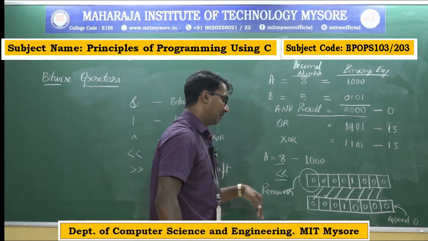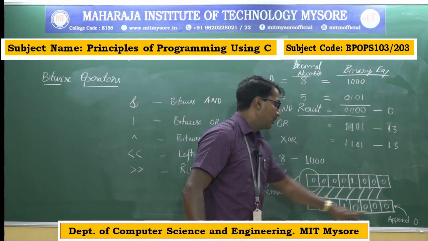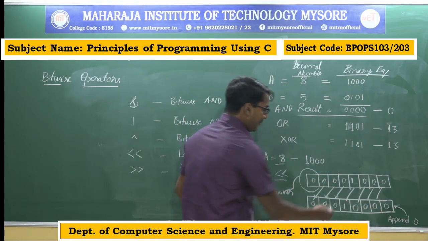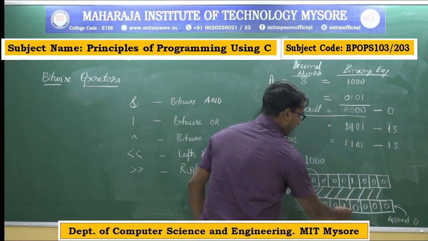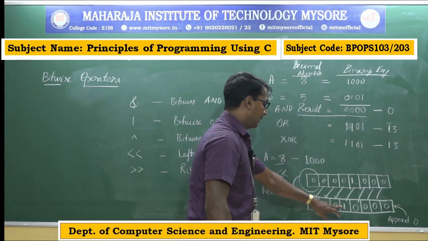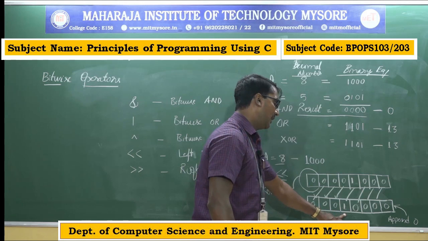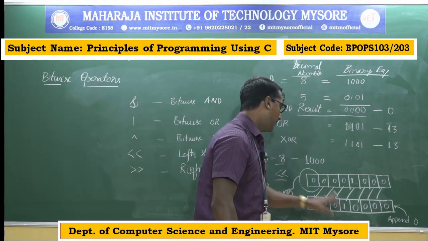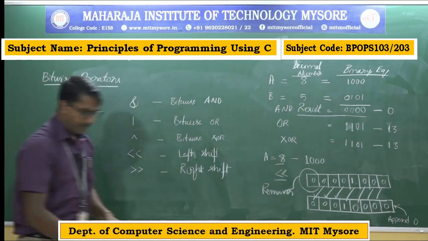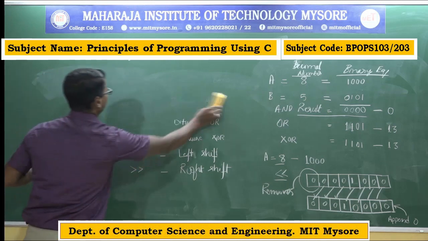If in case I shift by 2 bits, now 2 bits will be removed and 2 zeros will be appended at the end of the number. Now the value of 8 becomes 16. So here the value will be doubled, the power will be increased. Now the resultant value will be 16. Okay, now I'll consider one more example.